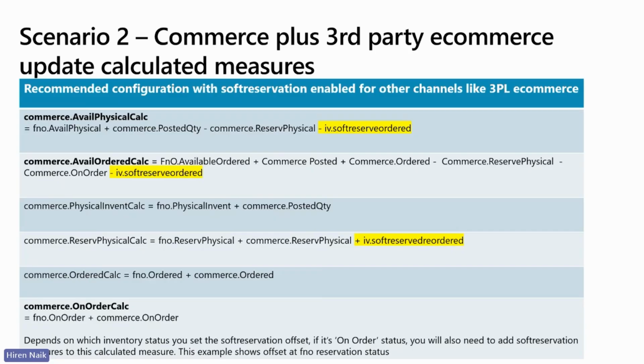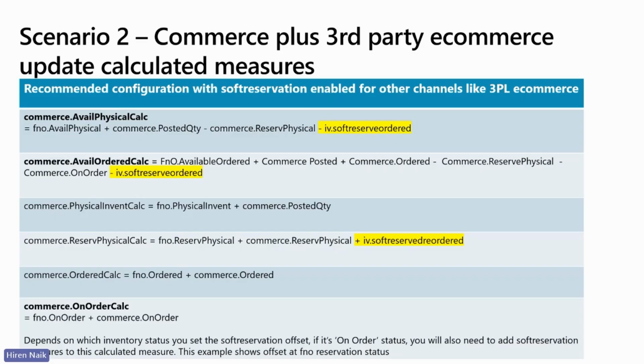The physical inventory won't be affected because it's physical inventory, not the soft reserved or reserved inventory. For the reserved physical, of course, you need to add the IV.soft reserve ordered quantity as well, to reflect the actual quantities that are being reserved across all your channels. Again, the ordered quantities won't be affected. And the last one is the commerce on order calculation. By default, it is set as equal to F&O on order plus commerce on order.